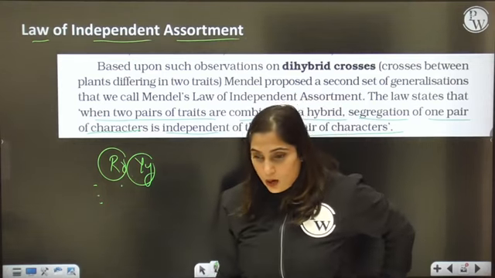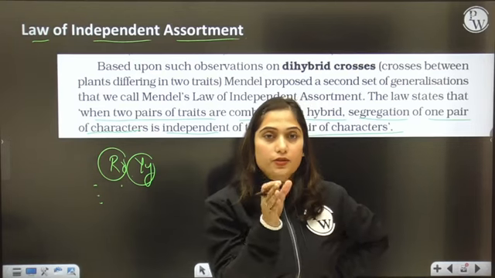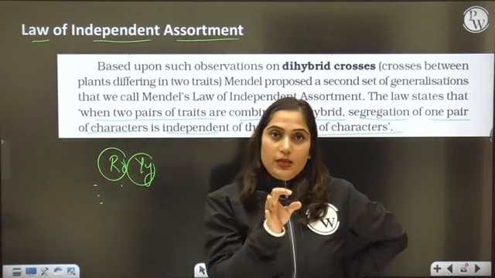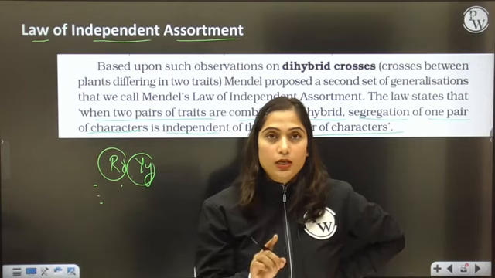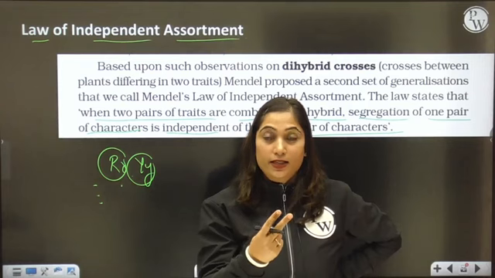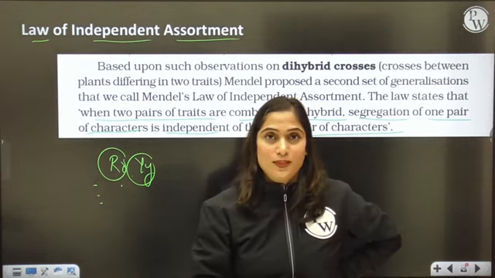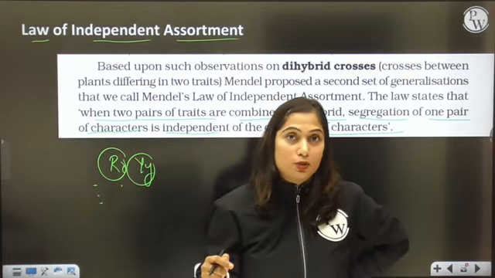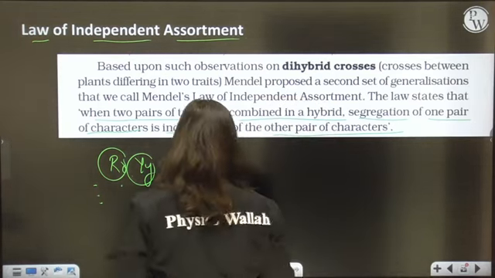Okay, now let's understand this. I'm going to say a line, just listen carefully. Independent assortment holds good only when the 2 genes we are talking about are present on different non-homologous chromosomes, and it fails when these 2 genes are present on the same chromosome. Understand? Very important.